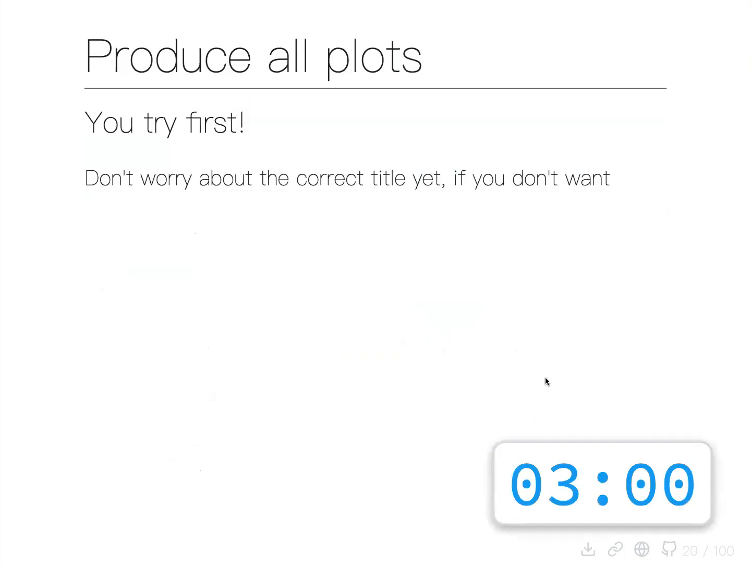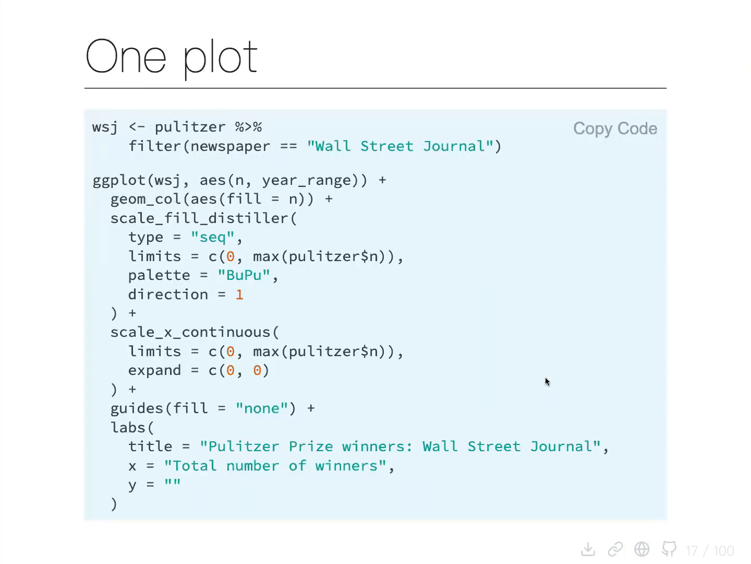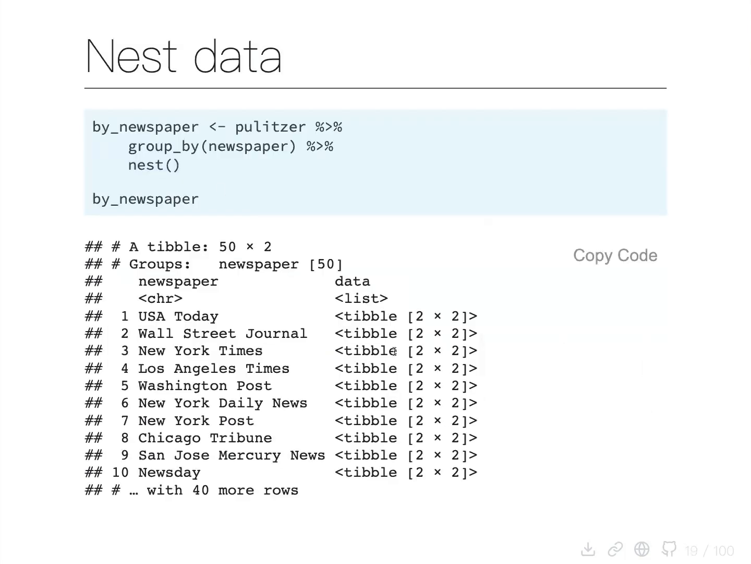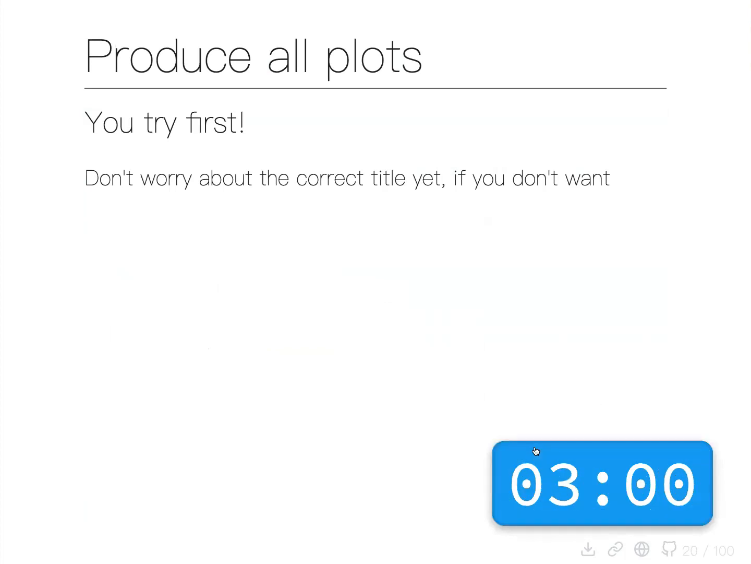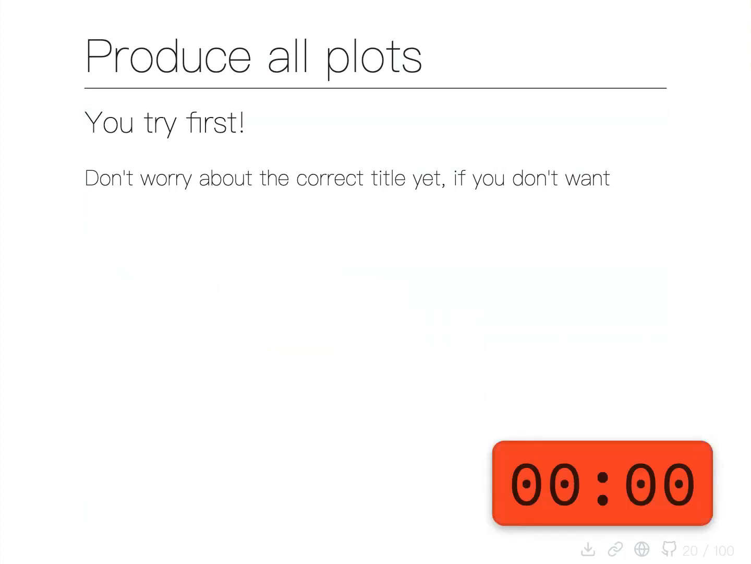Now, 3 minutes, what I would like you to do is take this code back here that I used to create one plot and take this nested data frame here and try to create all plots. Okay, create a plot for each newspaper. That makes sense? Okay, 3 minutes, give it a go. All right, same thing as before. Give me some sort of thumbs up, thumbs sideways, thumbs down indication of how you felt on that one.